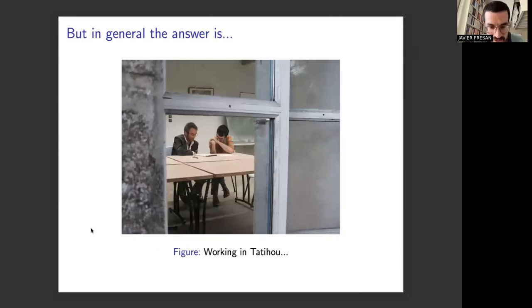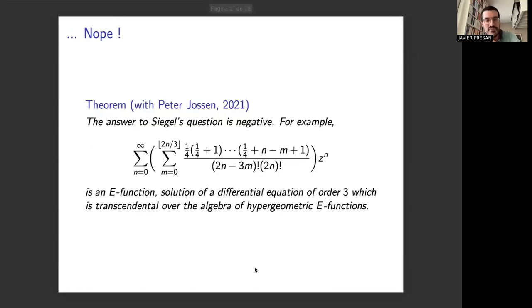And so this is my collaborator Peter. And here we are working on the island of Tatihou on this question. And we managed to prove during COVID time that the answer to Siegel's question is negative. So there are E functions that are solutions of a differential equation of order three, the minimal possible, and that are not in the algebra generated by hypergeometric E functions, are not even algebraic over this algebra.